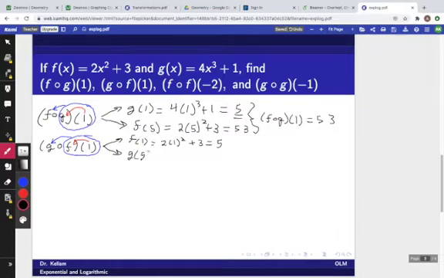G of 5 is 4 times 5 cubed plus 1. Well, 5 cubed is 125. 125 times 4 is 500. So this equals 501. So this tells me that g of f of 1 is equal to 501. This is an important thing to note. F of g does not necessarily equal g of f. There are times that it does, but it does not have to. Okay, now let's talk about f of f.